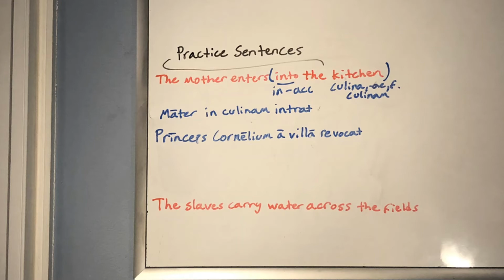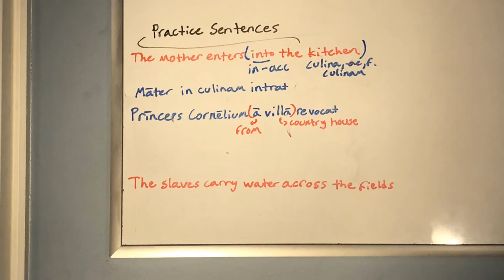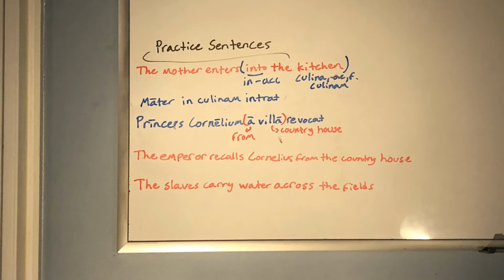Here's the second sentence. Princeps Cornelium a villa revocat. In this sentence, a villa is the prepositional phrase. A is translated as from, and villa is translated as country house. So your entire prepositional phrase is from the country house. Now that we have that, let's finish the sentence. Princeps Cornelium a villa revocat will be translated into English as the emperor recalls Cornelius from the country house.